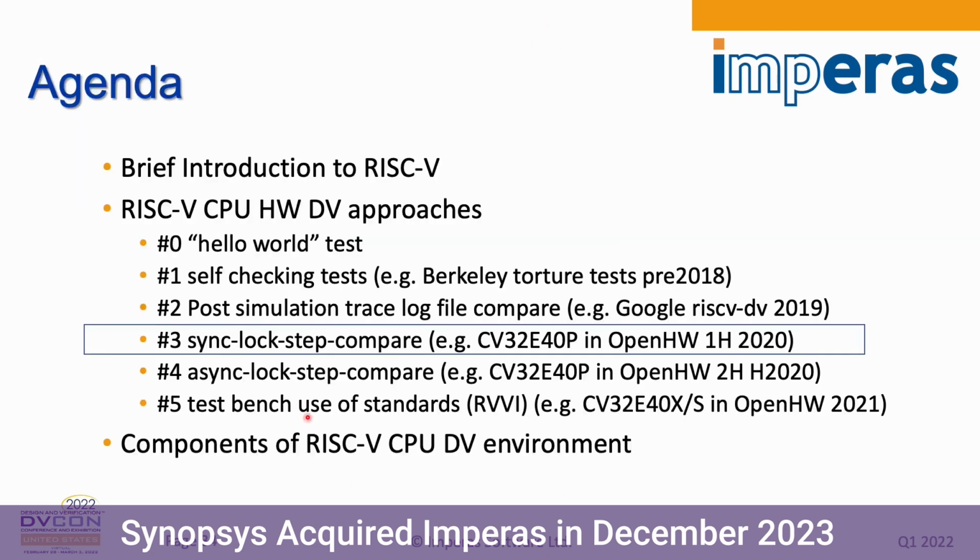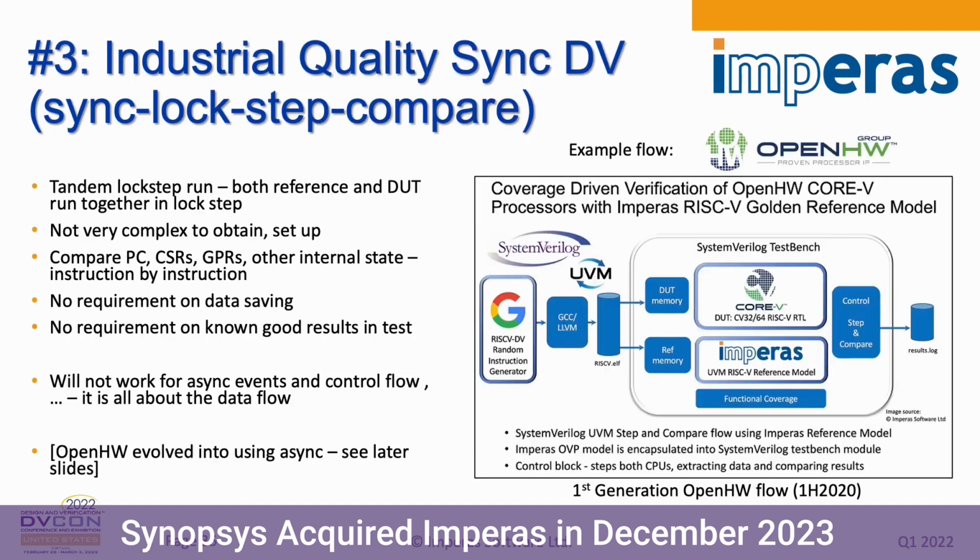Okay, so now let's get into the more sophisticated ones. This is the first synchronous lockstep approach that's being used. We can see here I've listed the different companies and times that these have been used in there. So this is actually first half of 2020. This was up and running in the open hardware group. So this is really what we call synchronous DV, synchronous lockstep. We've been working in the open hardware group on this for a couple of years here.